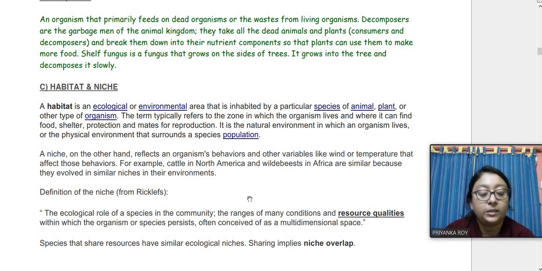But on the other hand, the niche is actually a reflection of the organism's function in that environment: its role in the ecosystem, its behavior, its activity, all combined together become the niche of the organism. So it is the ecological role of a species in the community, and it is also multidimensional. It cannot be defined as one single term, but it is a combination of all these little dimensions of one organism or species, and it becomes a niche.